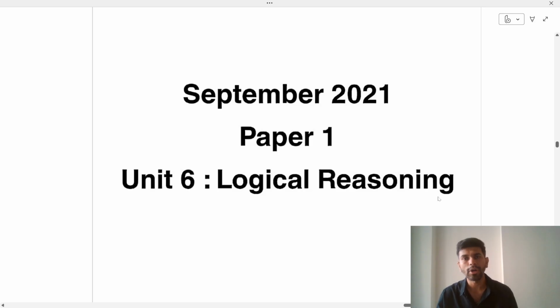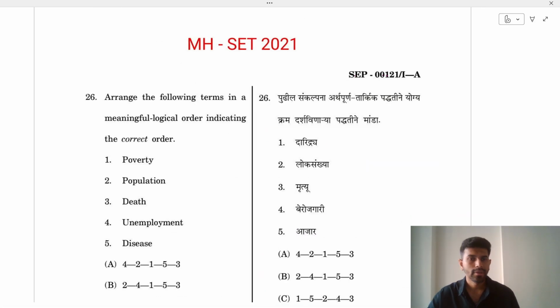So we have completed the 2023 question paper. Let's start with the 2021 question paper. Question number 26. Arrange the following terms in a meaningful logical order indicating the correct order. Poverty, population, death, unemployment, disease.